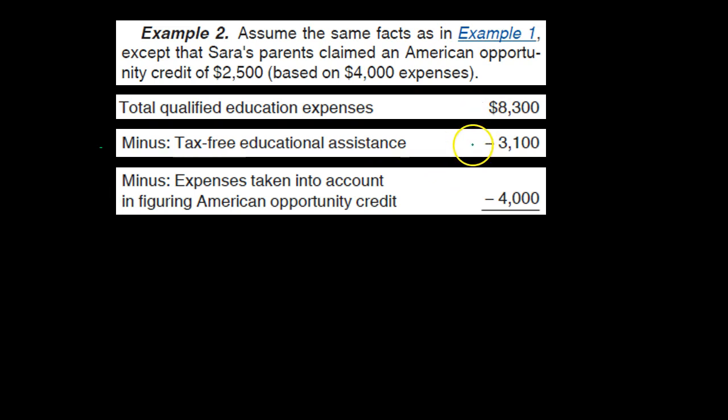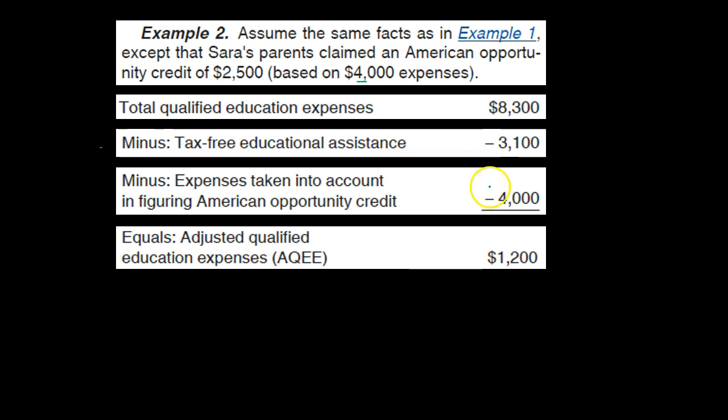So the $8,300 minus the $3,100 minus the expenses taken into account for the American Opportunity Credit, that's this $4,000. So we used up another $4,000 of this $8,300 because we wanted to take that American Opportunity Credit, which is great. And that leaves us with only $1,200 that we can now apply to the adjusted qualified education expenses, or the AQEE, with relation to our QTP plan. So now we have to look at the amount of distributions we got from the QTP plan, and they have to be less than the 1,200. Anything that's over the 1,200 may be subject to taxes then.